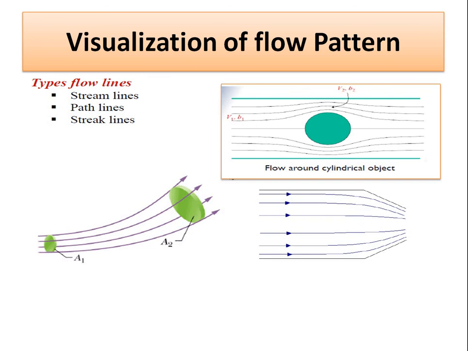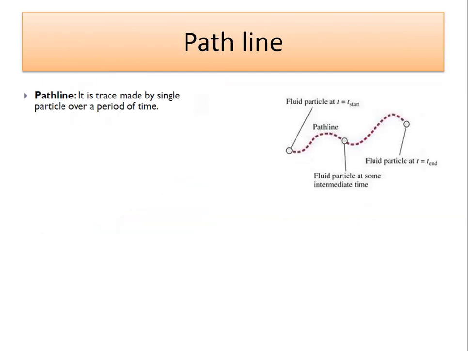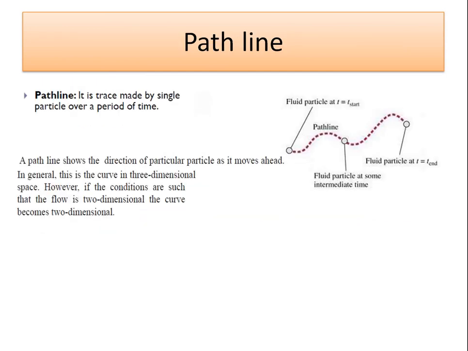Now types of flow pattern: streamlines, path lines, or streak lines. Flow around a cylindrical object is an example of streamlines. Flow from point A1 to A2 gives the path of fluid flow, and streak lines give the directions through which fluid flows are passing. So a path line is the trace made by a single particle over a period of time. So the path line shows the direction of a particular particle as it moves ahead. In general, this is a curve in three-dimensional space.